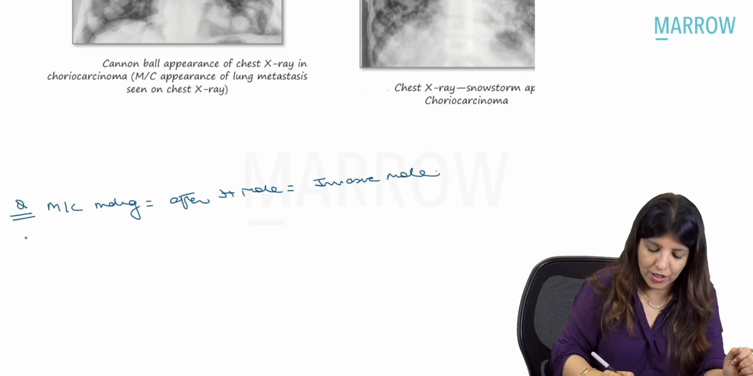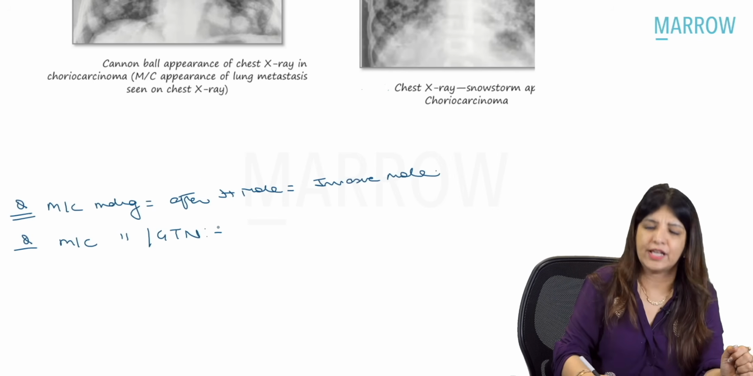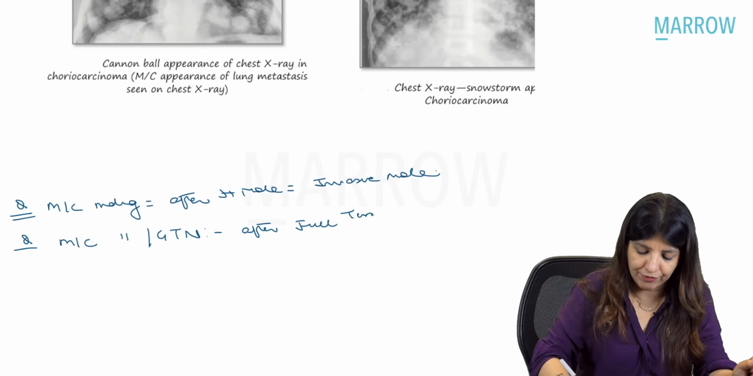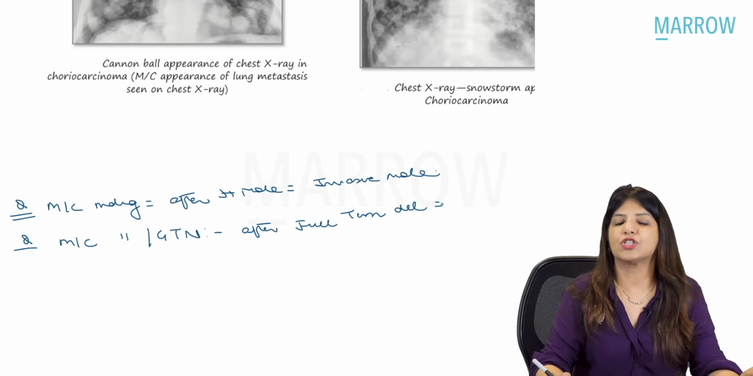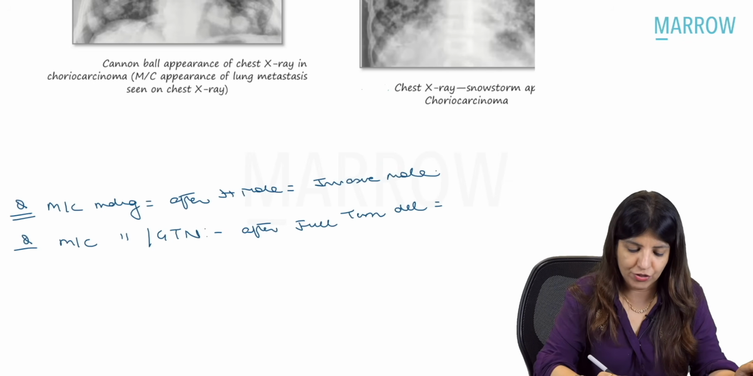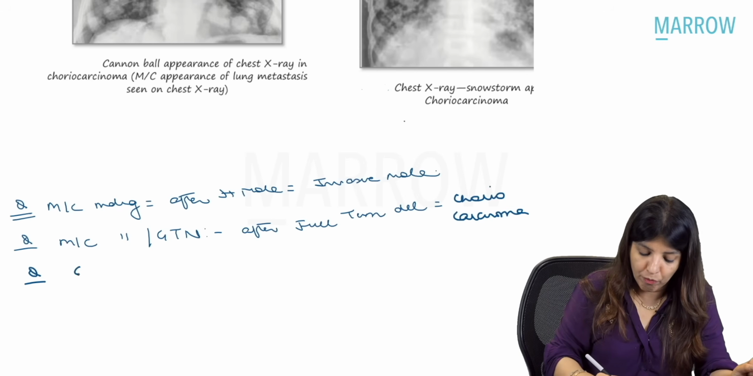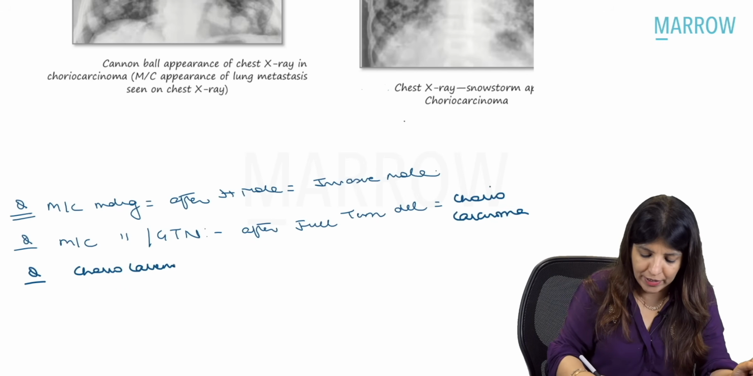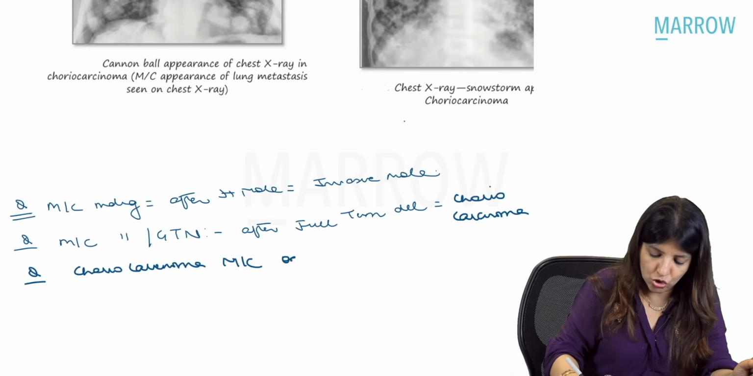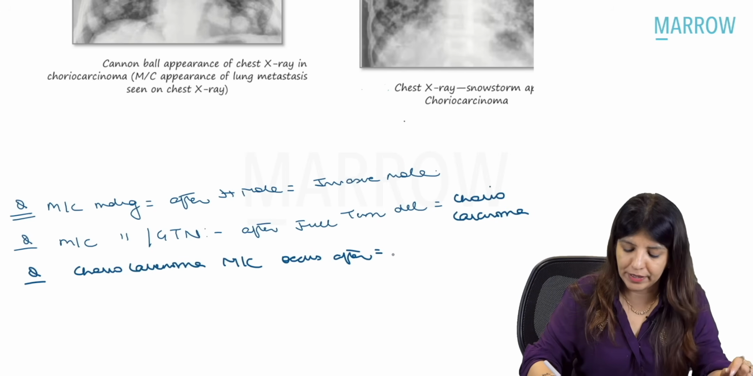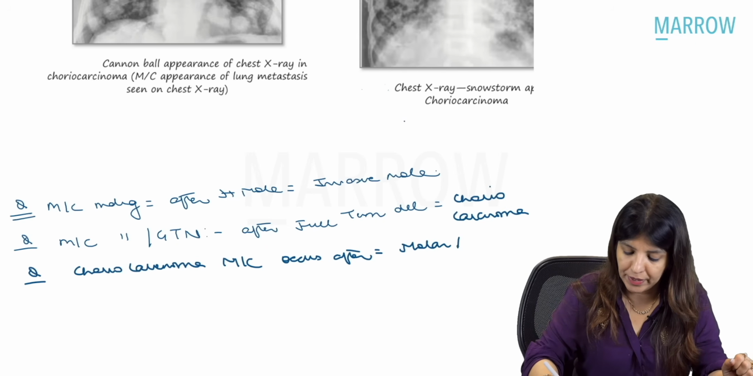Next very important question is, what is the most common GTN malignancy, or they can say GTN, gestational trophoblastic neoplasia, which is seen after full term delivery? What is the most common GTN which is seen after full term delivery? The most common GTN which is seen after full term delivery is choriocarcinoma. If the question says choriocarcinoma most commonly occurs after, then your answer is choriocarcinoma most commonly occurs after molar pregnancy.